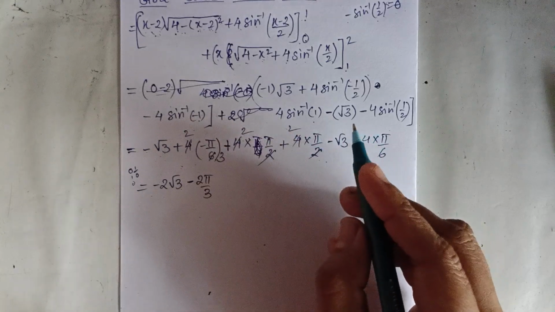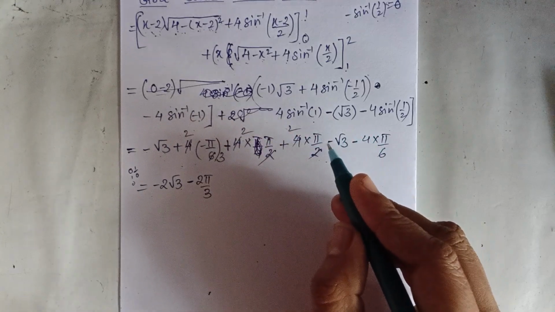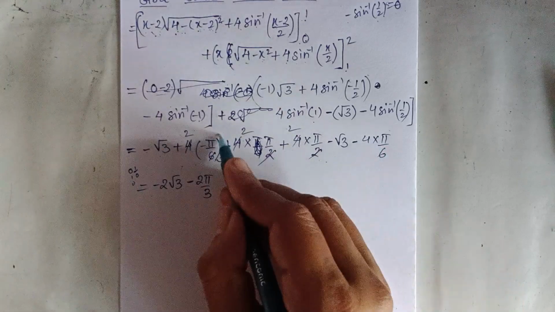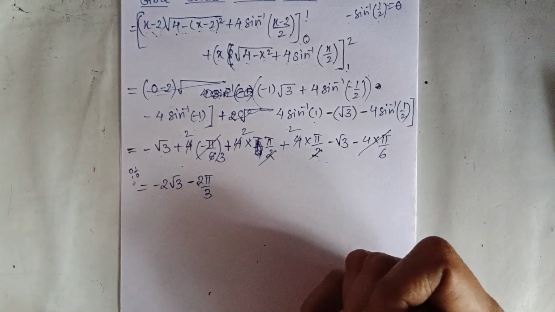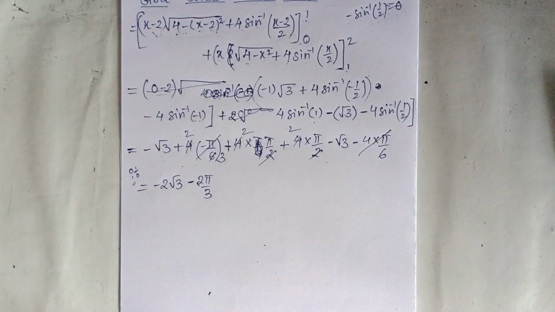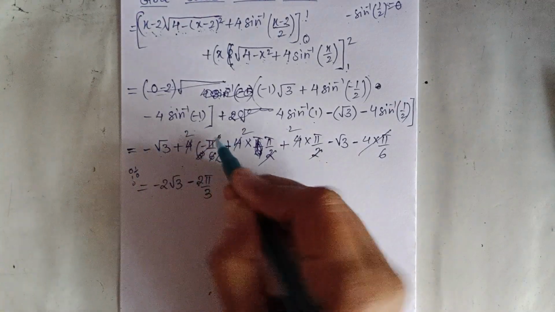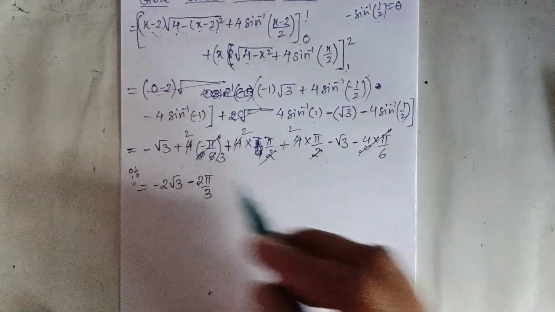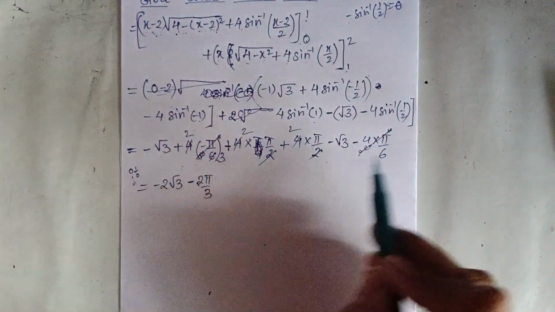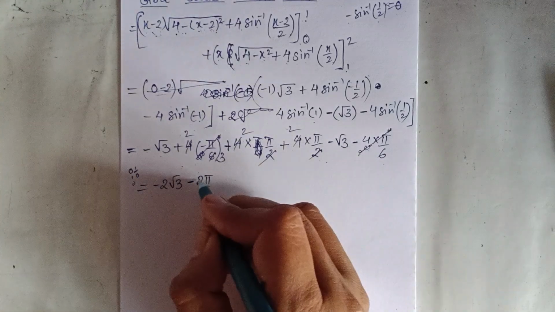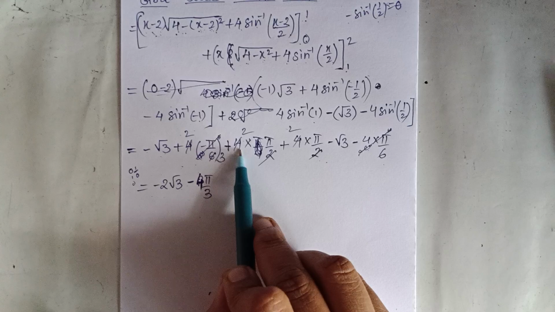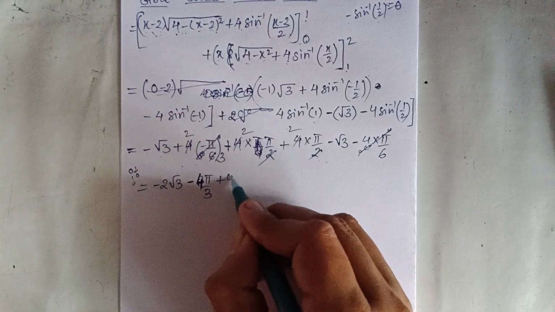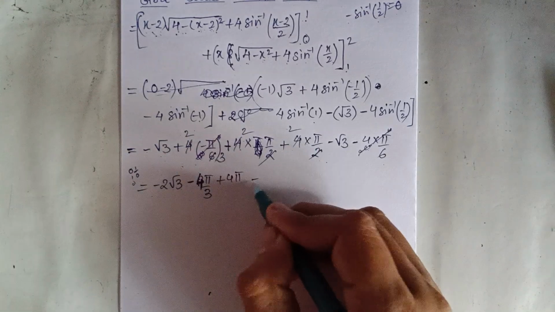2 pi is... again this gets cancelled. Okay. Sorry, this gets added up. Okay. Minus 2 pi by 3 minus 2 pi by 3. So minus 4 pi by 3. And this is 2 pi, so plus 4 pi. Okay.